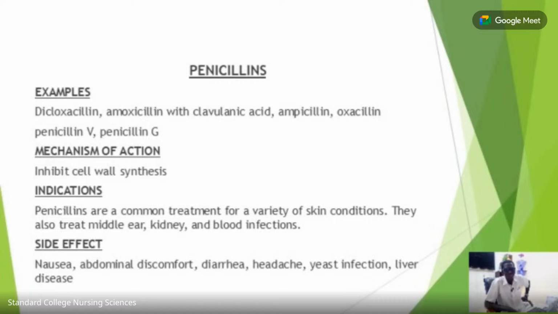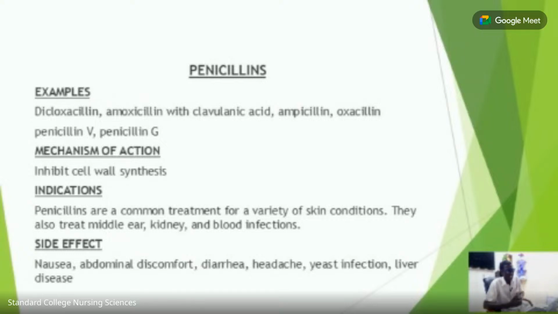It will render the bacteria useless in your body. And that is why this protein must be activated, and the work of this drug is to stop the activation of that protein. So the general indication, okay, examples of tetracycline: we have doxycycline, tetracycline itself, minocycline, and sarecycline. These are examples of tetracyclines.